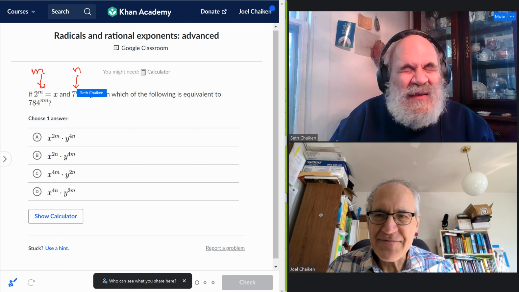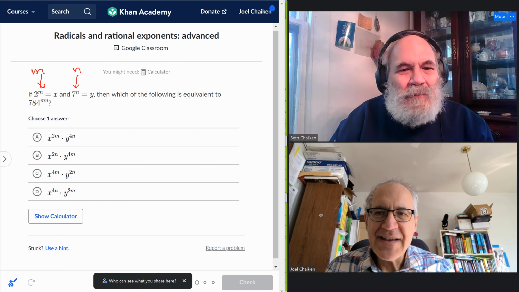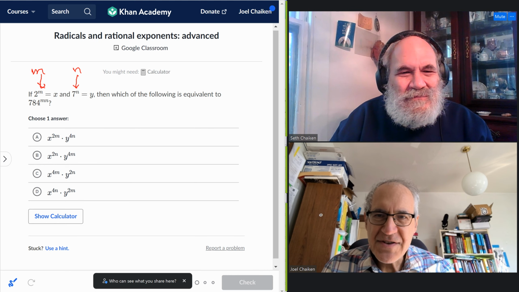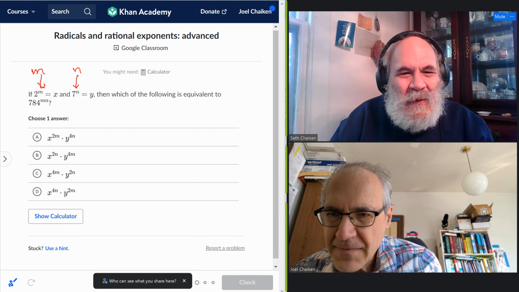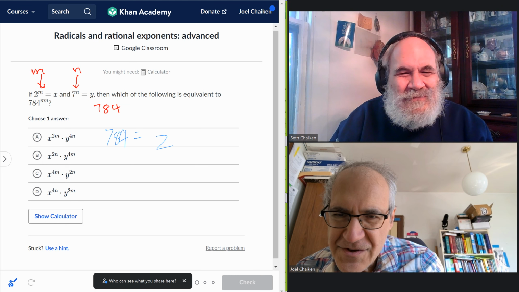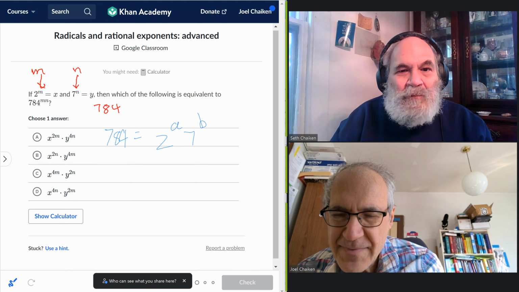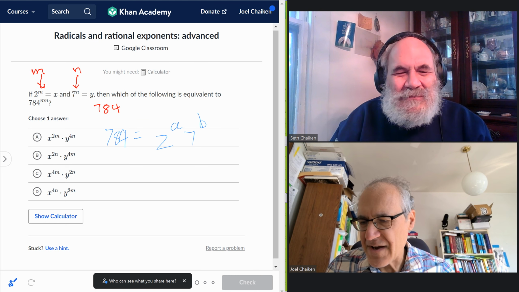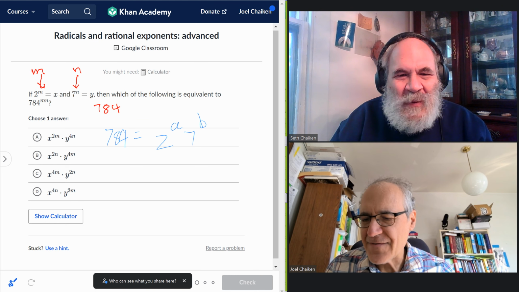So it looks like we're going to have to factor 784 into 7s and 2s. My intuition is 784 is 2 to the a power times 7 to the b power. Divide it by 2 and keep dividing by 2. I'm just going to use a calculator, because everyone has a calculator on the digital SAT. Now I'm going to divide by 7 first.